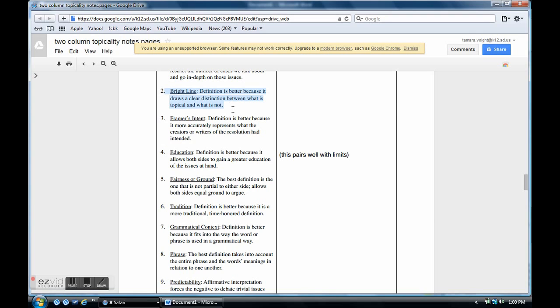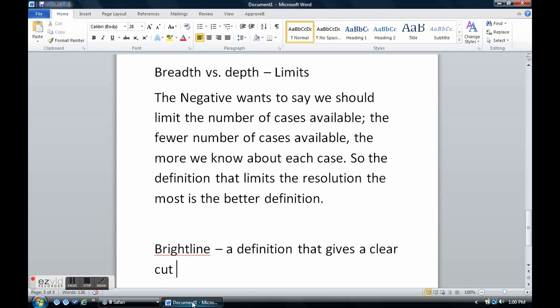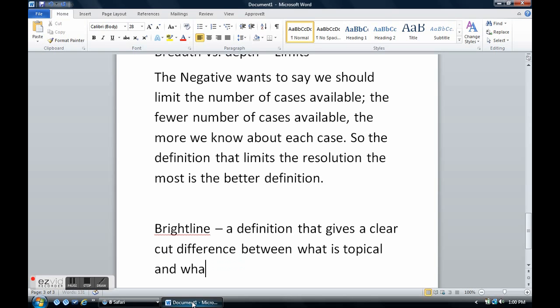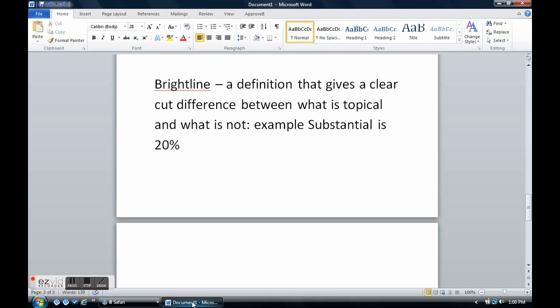Bright line standard says a definition that gives me a clear-cut idea of what is or is not topical is a better definition. For example, a definition that says 20% is what substantial means is a bright line. It gives you a clear-cut delineation between what's substantial and what's not substantial. And if you choose bright line as a standard, you would argue that the definition that provides the clearest definition, the clearest difference between what is and what is not topical, is the best definition.